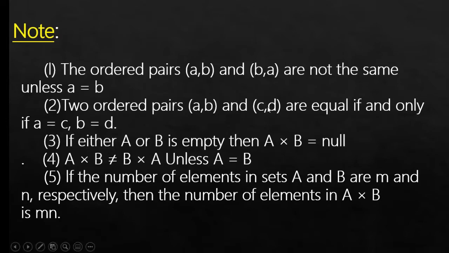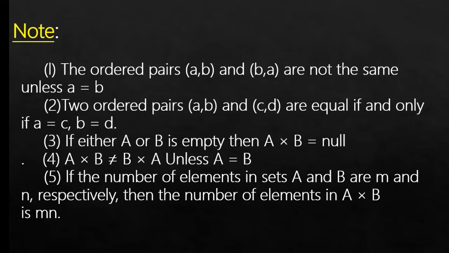Number three is if either A or B is empty, then A cross B is equal to null. What does it mean? It means that if set A is empty, it means that set A doesn't contain any of the elements. So it can't be paired up with any of the elements of the B set as well. So the answer would be a null set.